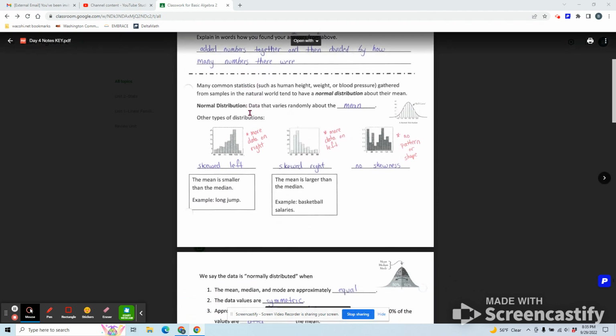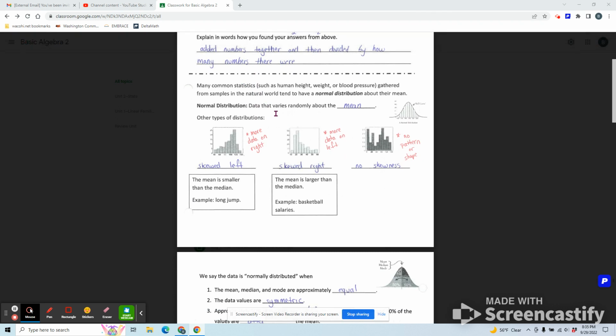So many common statistics such as human height, weight, blood pressure is gathered from samples in the natural world, and they tend to have a normal distribution about their mean. So data that varies randomly about the mean is our normal distribution. Other types of distribution. So here's my normal distribution, a bell curve. But there are other types.